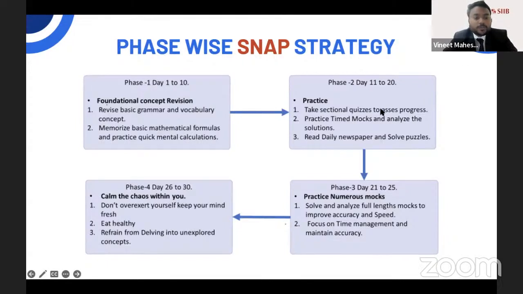And phase 4 is basically to calm the chaos within you, maintain the peace, don't overexert yourself, and don't talk to so many people that you get negative about the practice and the formulas that you have practiced in the last 30 days. Eat healthy, think positively, and spend time with the people that will genuinely make you feel comfortable, and that will genuinely make you feel confident about yourself, because confidence is the key.